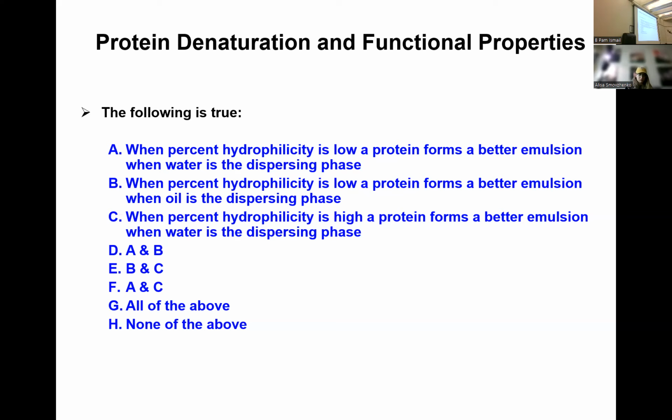When percent hydrophilicity is low, a protein forms a better emulsion when oil is the dispersing phase. On the contrary, when you have oil and then water, like what food product is water in oil? Butter, yes. In this case, you have the oil as the dispersing phase, so you will have higher surface area that would need to interact with the oil. So that would be B and C then. In this case, is good. Okay.